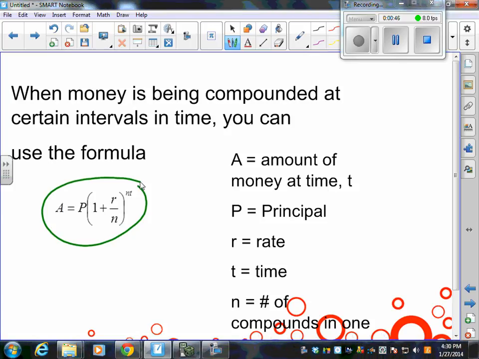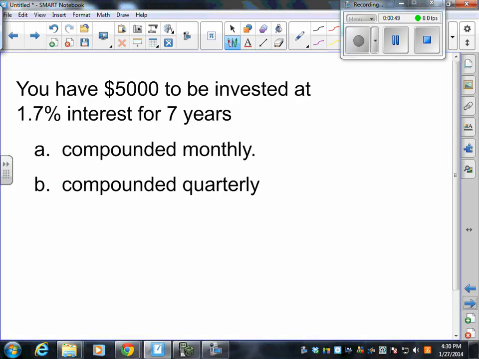So let's look through a problem. We have $5,000 that we're going to invest at 1.7% interest for 7 years. We're going to look at two different ways. What if it's compounded monthly, and what if it's compounded quarterly?